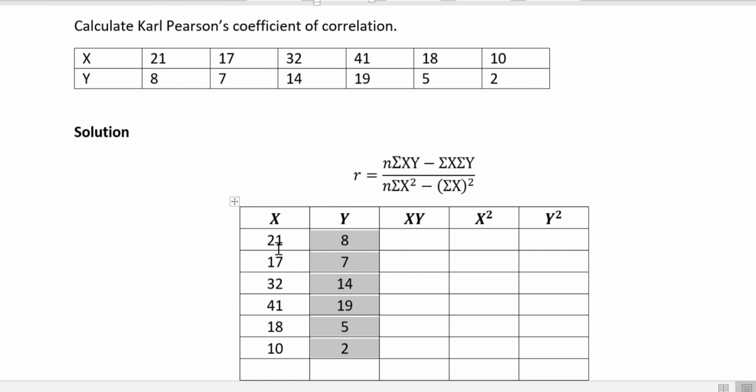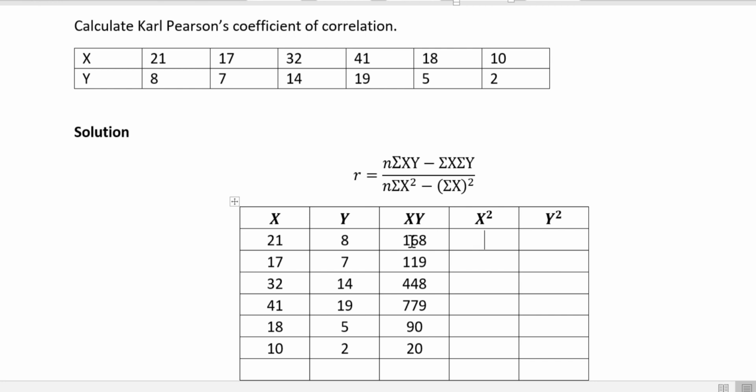After that, we need column xy, which simply means you take a value from the x row times the corresponding value in the y row. So 21 times 8 will give us 168. 17 times 7 will give us 119, and we continue that way up to 10 times 2, which will give us 20.